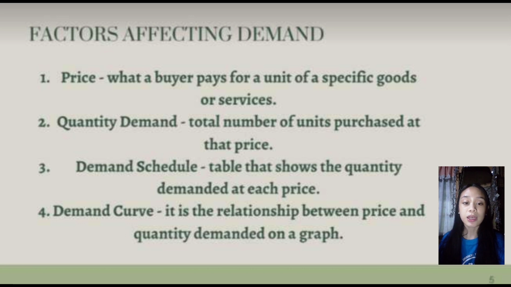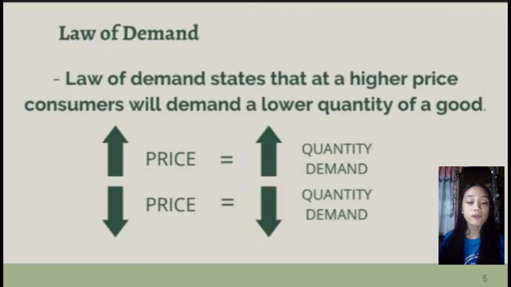Demand schedule. Table that shows the quantity demanded at each price. Number 4. Demand curve. It is the relationship between price and quantity demanded on a graph. Law of demand. Law of demand states that the higher the price, consumers will demand a lower quantity of goods.